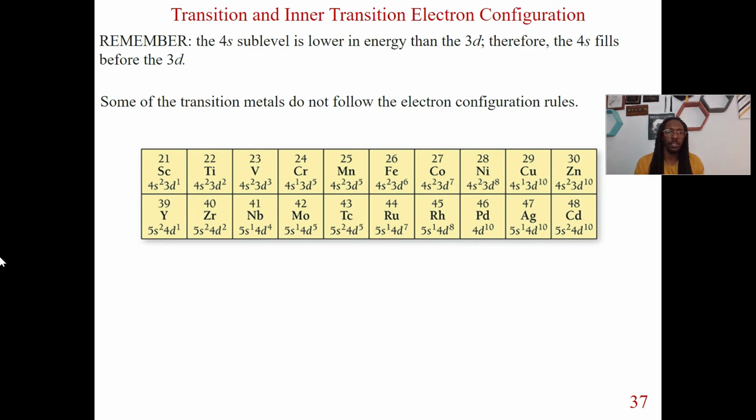Now, how do they find this? Basically, there's a lot of experiments that have been done, so they've done it all for you. These are the electron configurations for some of these transition elements.